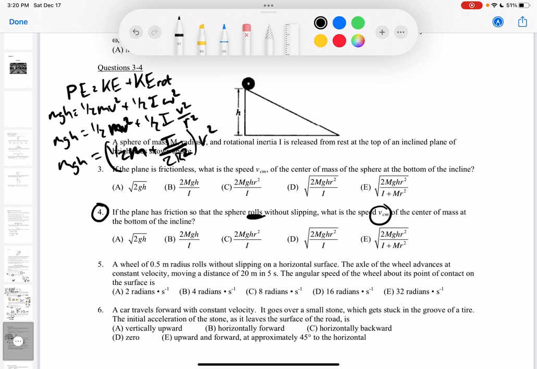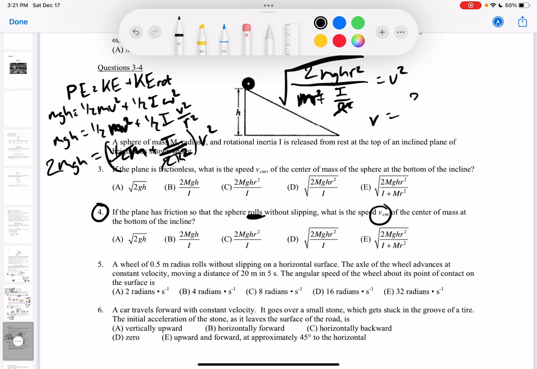I can actually go ahead and multiply everything by 2. So I'll multiply this by 2, multiply this side by 2, and so this part will cancel out. Okay, and so I have 2 mgh divided by m plus I over r squared equals v squared. And then I'm going to go ahead and multiply the top and the bottom by r squared. Okay, so I'll have r squared here, and r squared will go here. So I'll have m r squared, and then this one will cancel out. Okay, and so then I'll have v, let's take the square root of this. So I'll have v equals the square root of 2 mgh r squared over m r squared plus I.